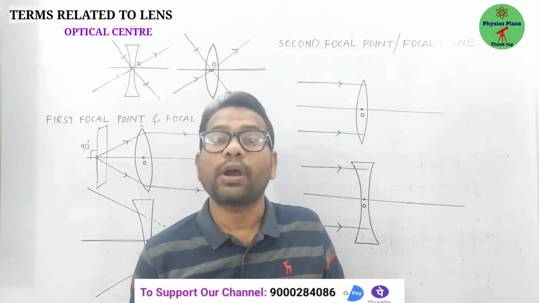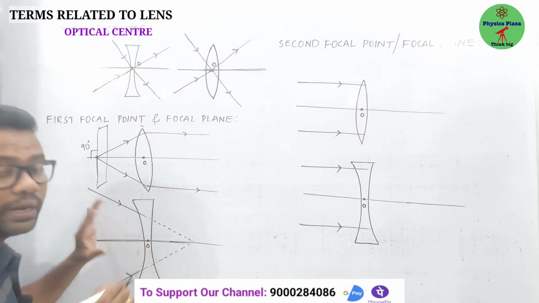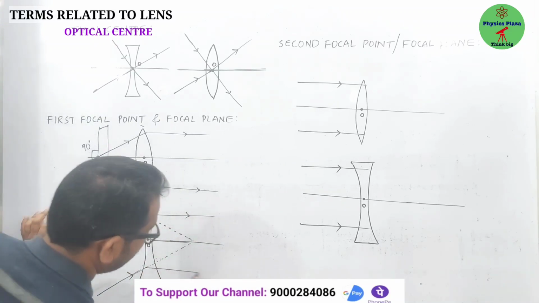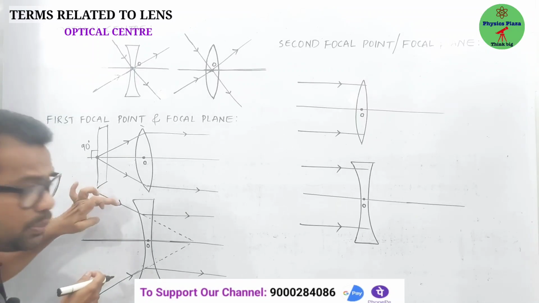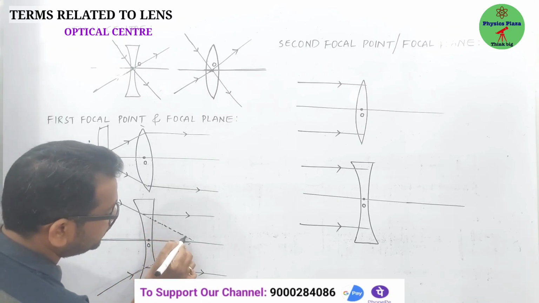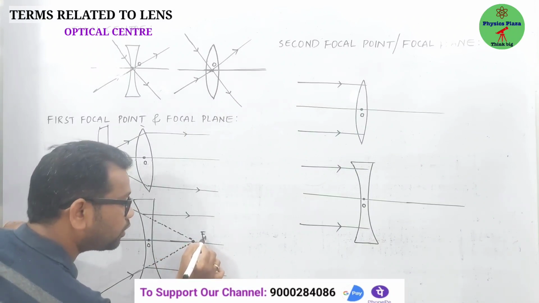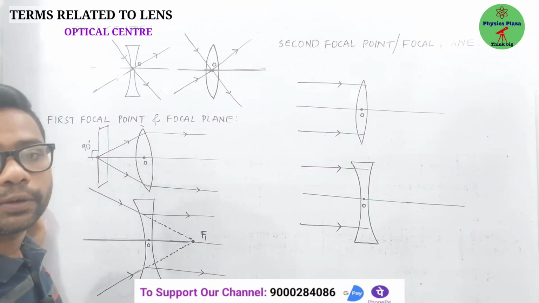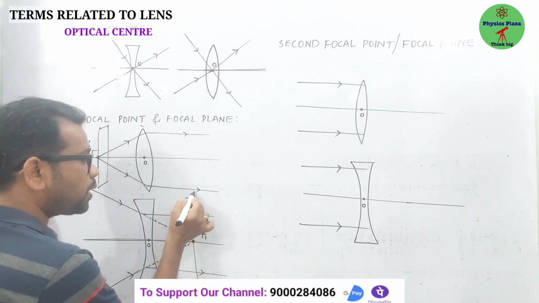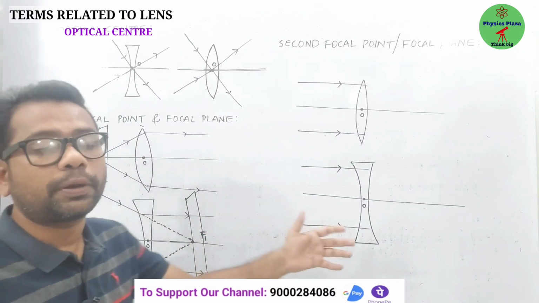Now, how do we define the first focal point for a concave lens? Look here. The light rays incident on a concave lens are incident in such a way that they go parallel to the principal axis after refraction. These light rays are not meeting after refraction, they are going parallel. But if they are extended forward, they appear to meet at one point on the principal axis. That point we call the first focal point. Then what is the first focal plane? Similarly, the plane which is passing through the first focal point and which is perpendicular to the principal axis is called the first focal plane.